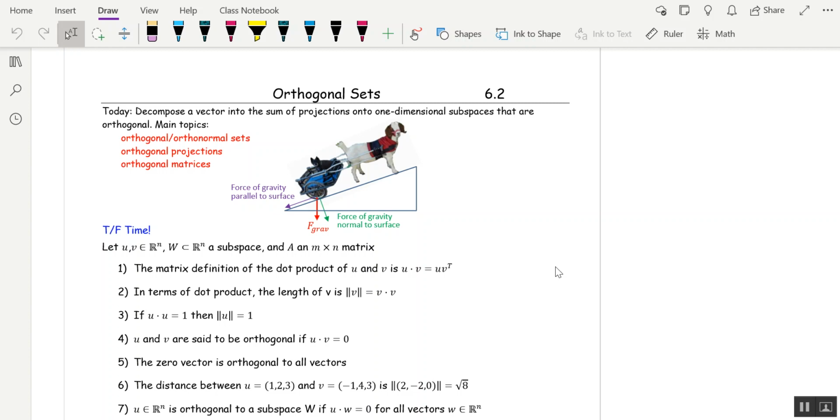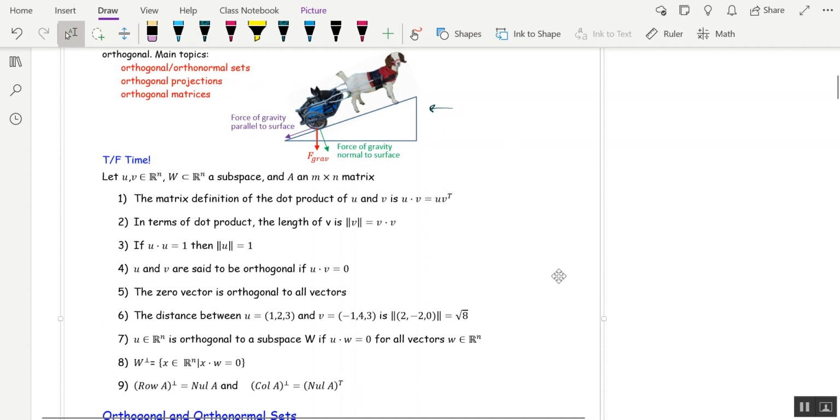Welcome to section 6.2. Today we want to talk about how to decompose a vector into the sum of two vectors that are orthogonal. You might be familiar from a physics class with drawing a free body diagram, and we're going to do something like that today. So let's start with a review in the form of true-false. You might want to pause it and see if you can answer these on your own.